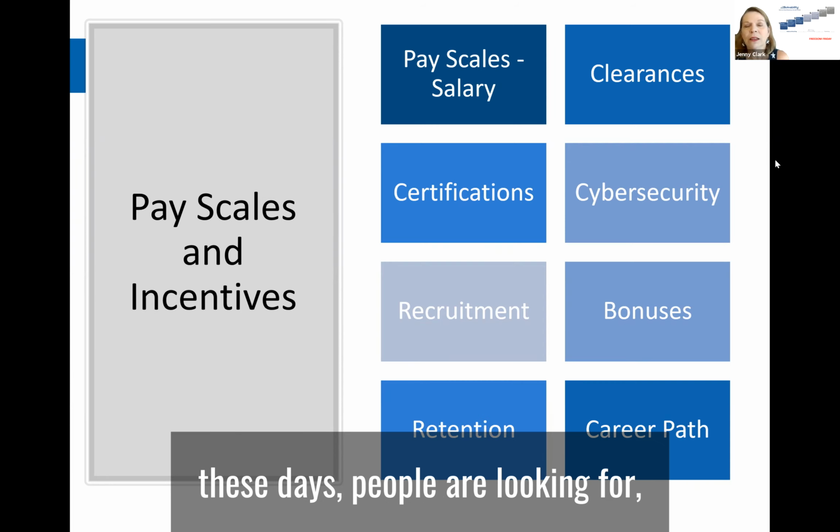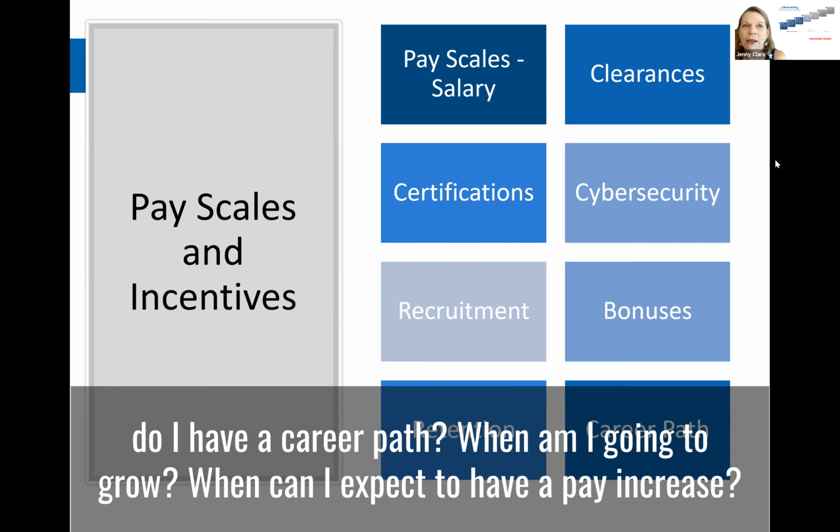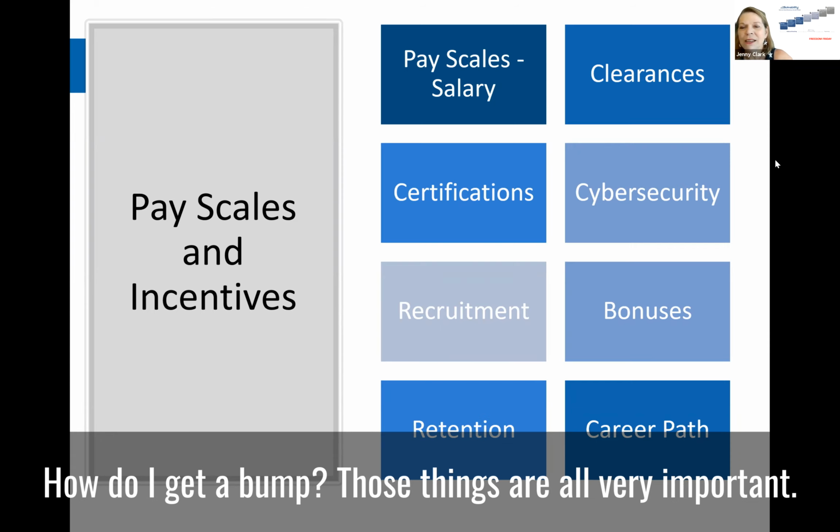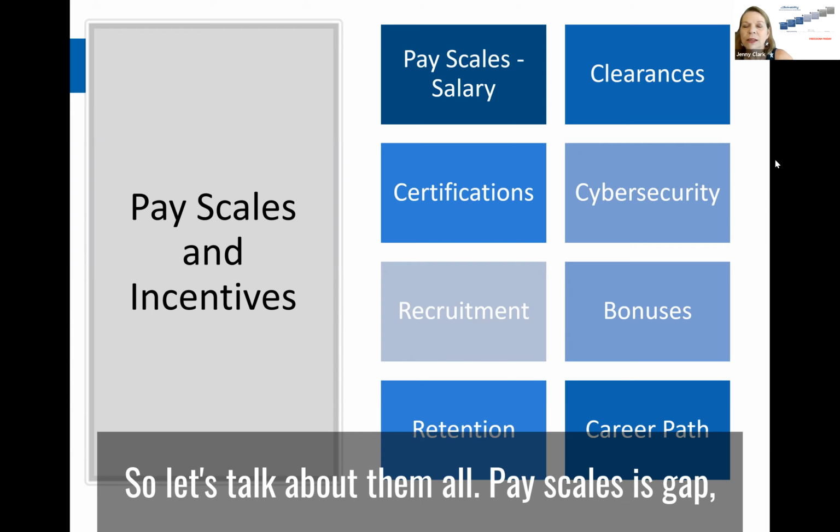People are looking for, do I have a career path? When am I going to grow? When can I expect to have a pay increase? How do I get a bump? Those things are all very important. So let's talk about them all.